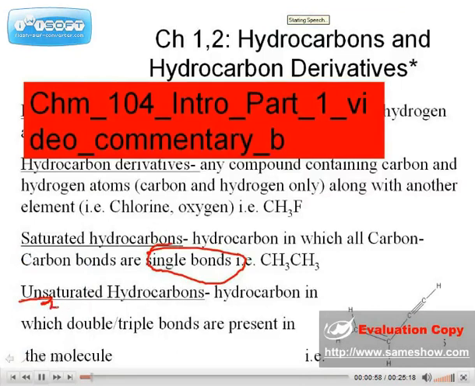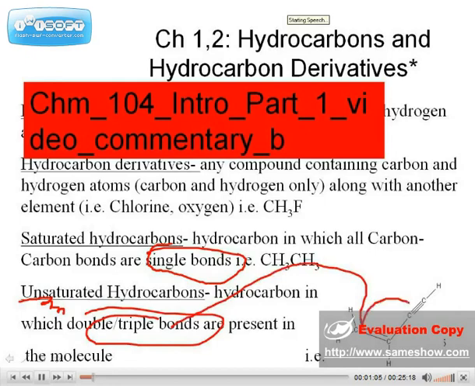Oppositely, unsaturated hydrocarbons is when you have multiple bonds, such as double or triple bonds in the hydrocarbon or hydrocarbon derivative. The terms saturated and unsaturated actually refer to hydrogens. If every possible bond on a carbon has a hydrogen present, then we say that the hydrogens have saturated it. So that's where they get the term from. You don't have to know that, just know saturated, single bonds, unsaturated, double, triple.